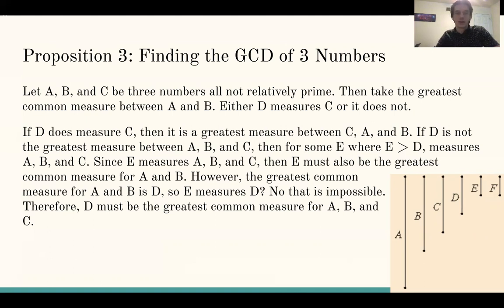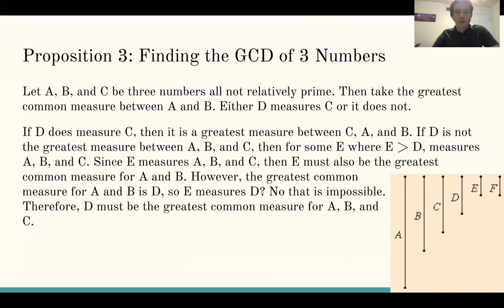And so we're going to take the common divisor between A and B. And here he's calling the divisor a measure. It works to intertwine the two. But we're going to call that number D, right? And then since it's a common measure between A and B, it either will or will not measure C as well. So if it does, then it's a greatest common measure between A, B, and C, right? Since it's a measure between all of them.